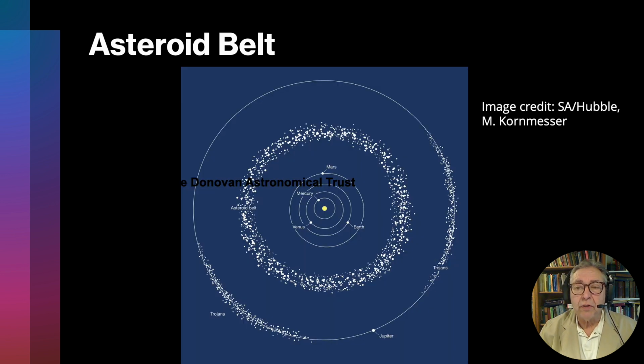Asteroids exist throughout the solar system, but the vast majority lie between Mars and Jupiter. JWST has found over 100 new ones there and in other places in the solar system.